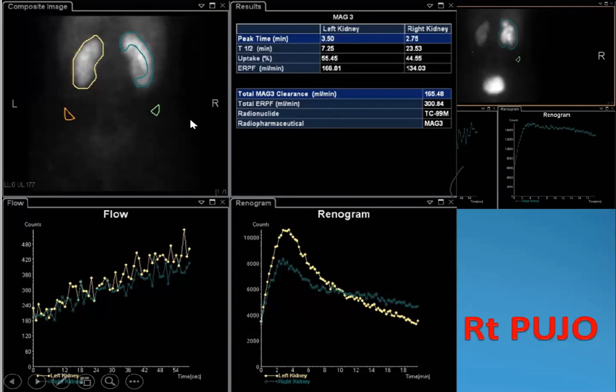Here, for calculation of GFR, we exclude the renal pelvis from the region of interest, and this is taken at 2 to 3 minutes. But for assessment of obstruction, we take the global region of interest for the whole kidney to evaluate the presence or absence of obstruction.